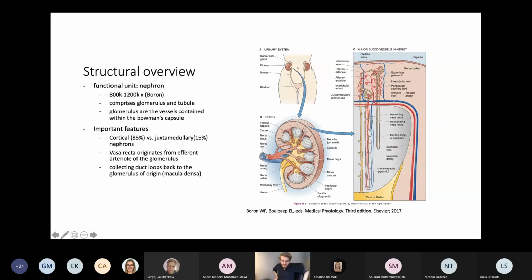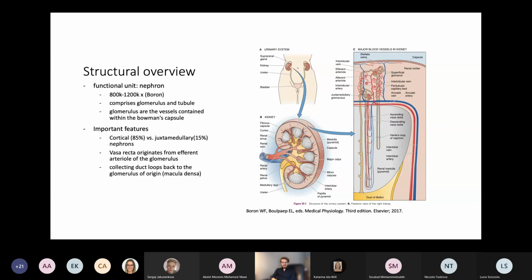What is the structure of the kidney? Again, you should be familiar with the most important parts. The functional unit of the kidney is the nephron. There are roughly 800,000 to 1,200,000 nephrons in the kidney, at least according to Boron. It comprises the glomerulus and the tubule. The glomerulus is all the vessels that are contained within the Bowman's capsule. So basically you have a small capillary network that is lined by epithelial cells where the ultrafiltrate is collected. That is our Bowman's capsule.